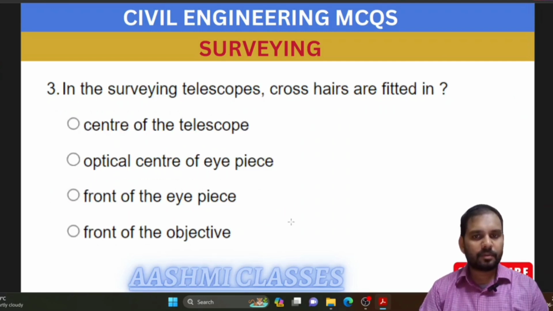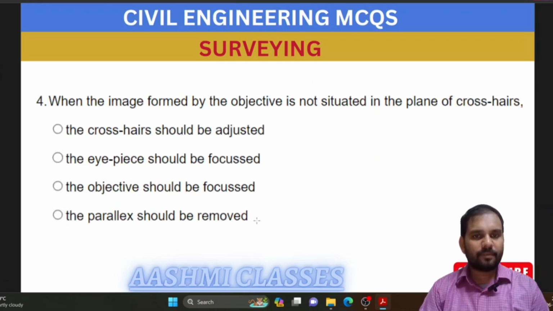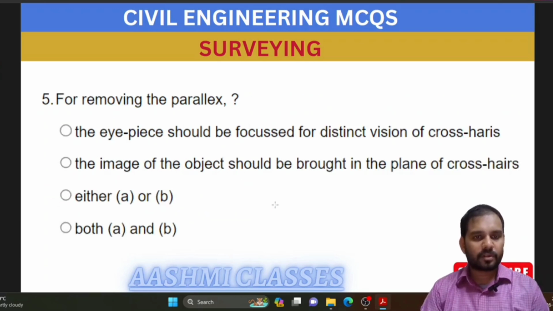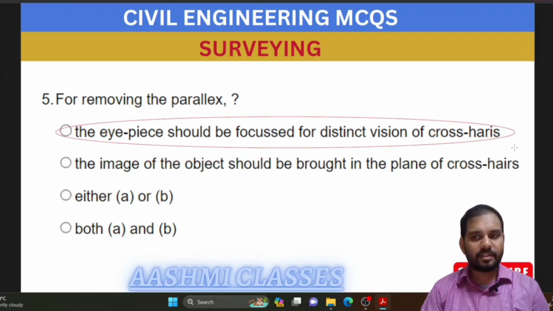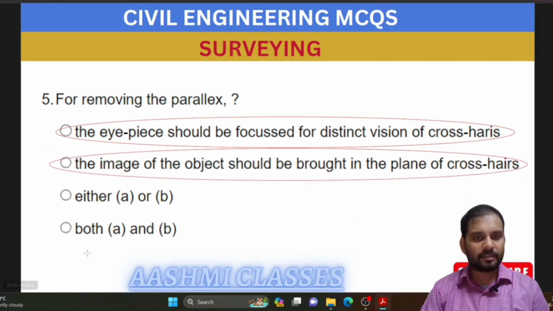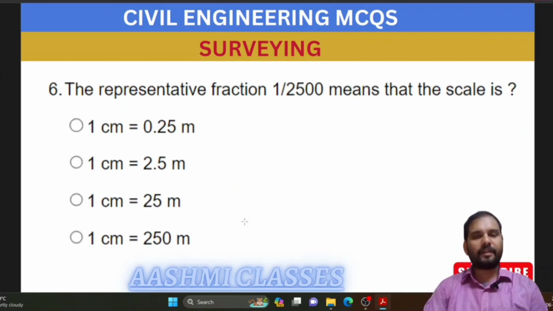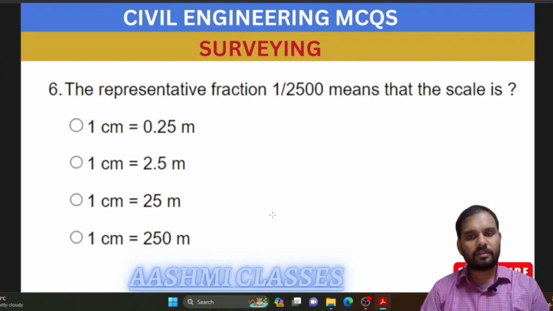In surveying telescope, crosshairs are fitted in front of the eyepiece. When the image formed by the objective is not situated in the plane of crosshairs, the objective should be focused. For removing the parallax, the eyepiece should be focused for distinct vision, and the image of the object should be brought in the plane of crosshairs. So both A and B is the correct answer.